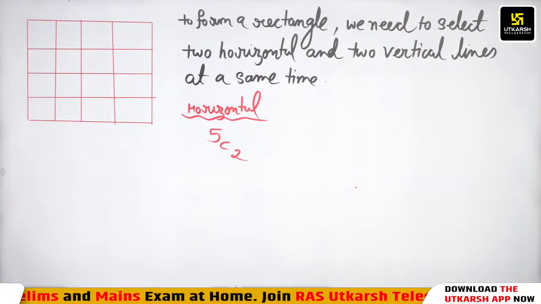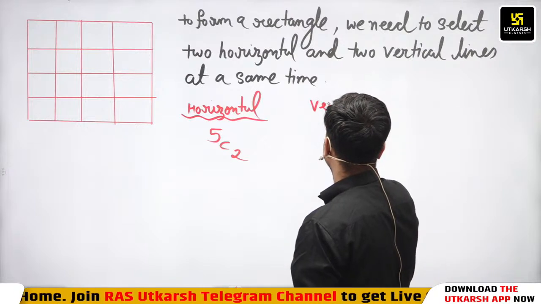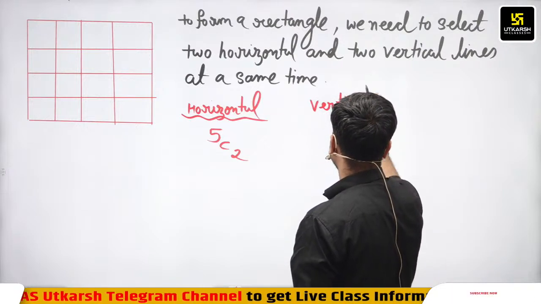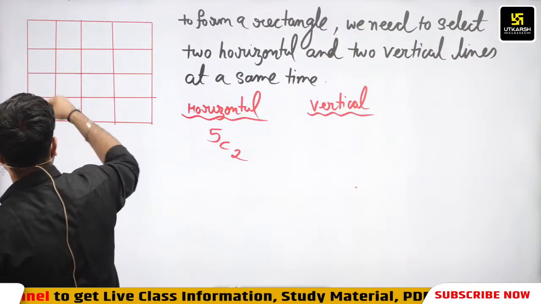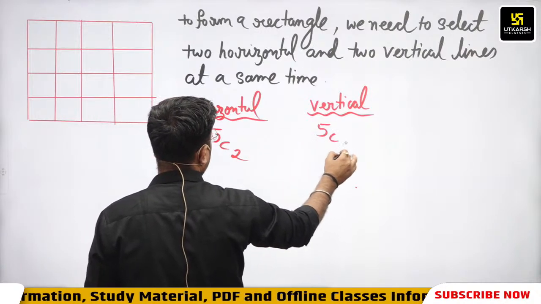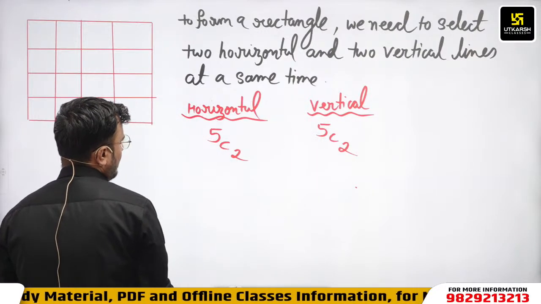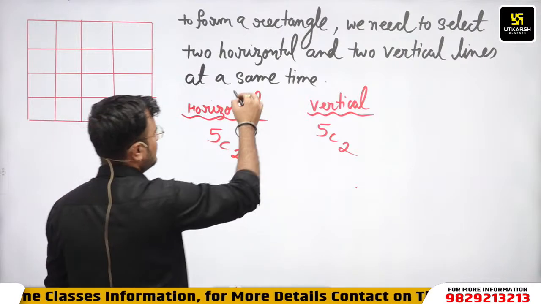Now similarly, how many vertical lines are there in this figure? So 1, 2, 3, 4 and 5, and we need to select 2 vertical lines. Now we need to select horizontal and vertical line at the same time.